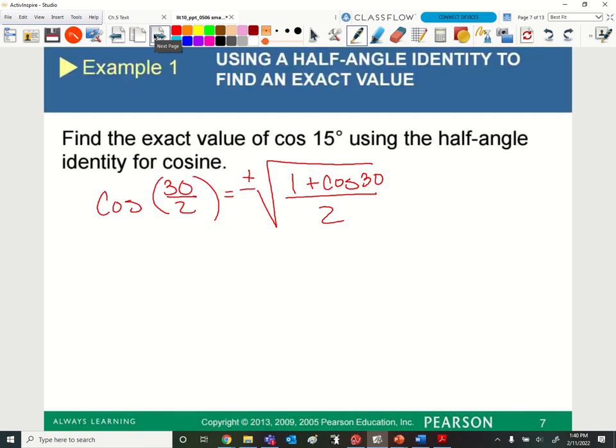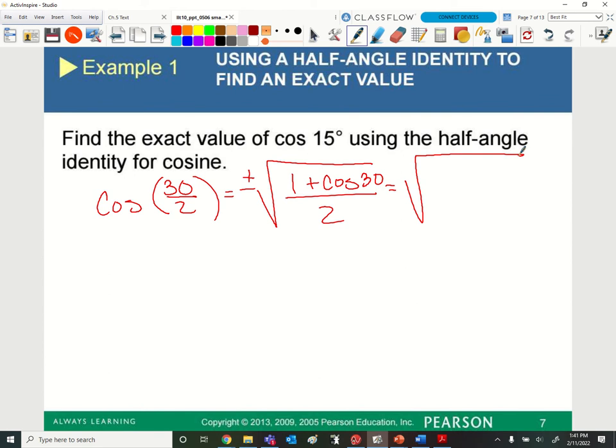Now, 15 degrees is in what quadrant? It's in quadrant 1, right? So what do we know about cosine that's in quadrant 1? It's positive, so I can get rid of my plus and minus, can't I? Because I know it's going to be positive. So it's now going to look like this. Now let's go through and start replacing some numbers.